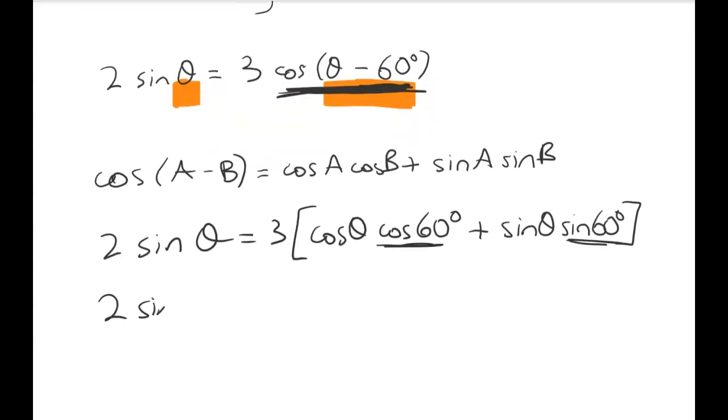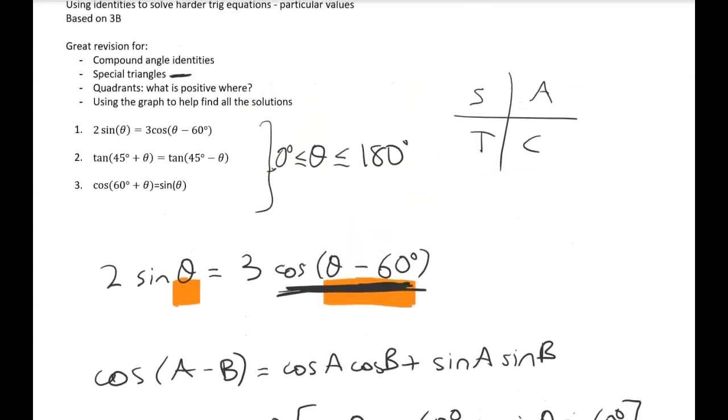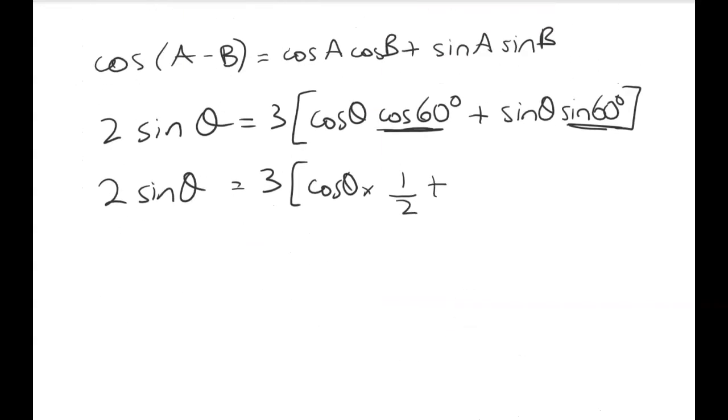So we get 2 sine theta is equal to 3 times cos theta times cos of 60 degrees, which is 1/2. Right, and that's from, oh, we've lost my triangle, but cos of 60 degrees, there's 60 degrees there, that's the adjacent, and that's the hypotenuse. So it's 1/2 plus sine of theta times root 3 over 2.